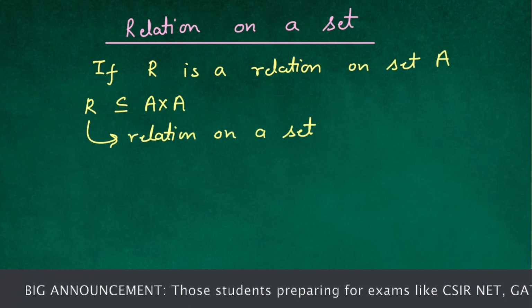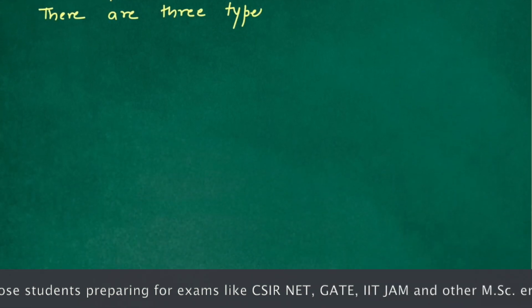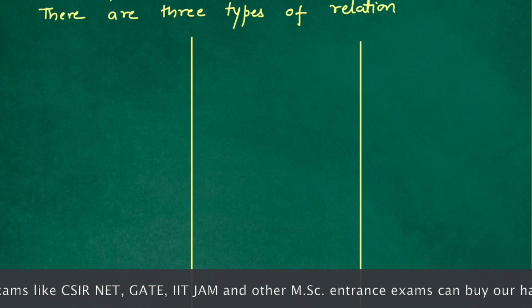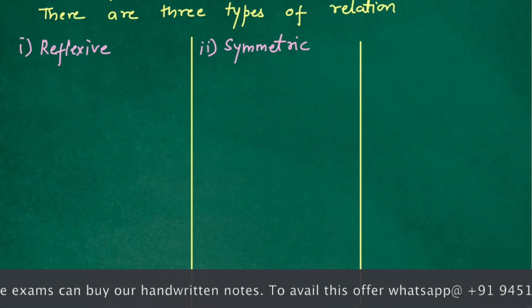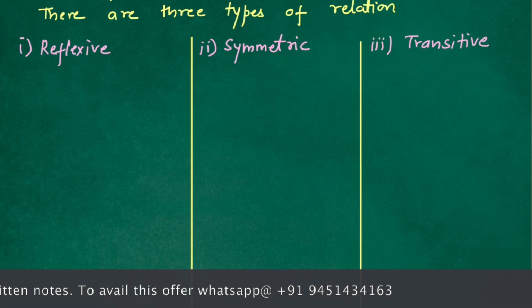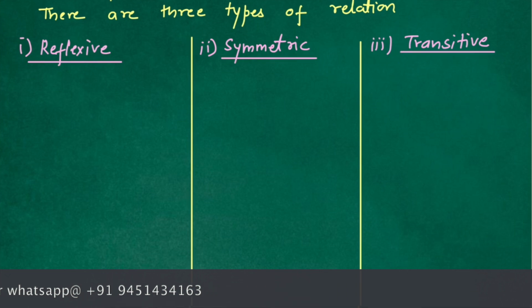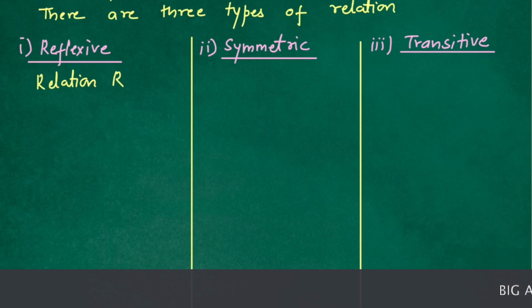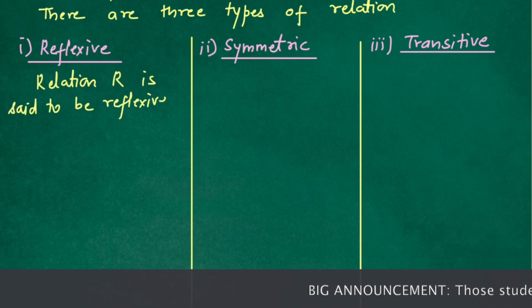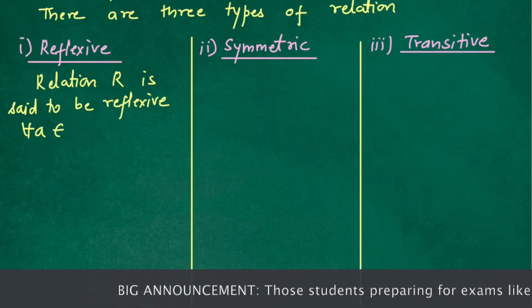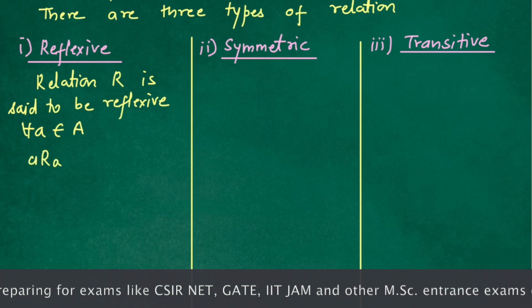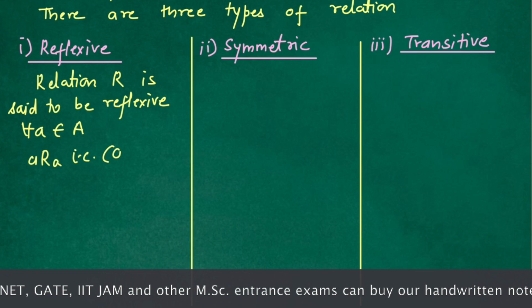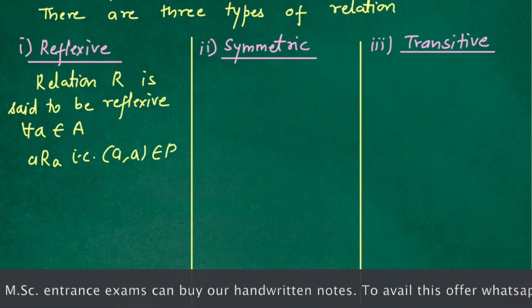There are three types of relation. First one is reflexive, second one is symmetric, and third one is transitive. So relation R is said to be reflexive if for all elements of set A is related to itself. Okay, that means A is related to A, that is this element A comma A belongs to R.